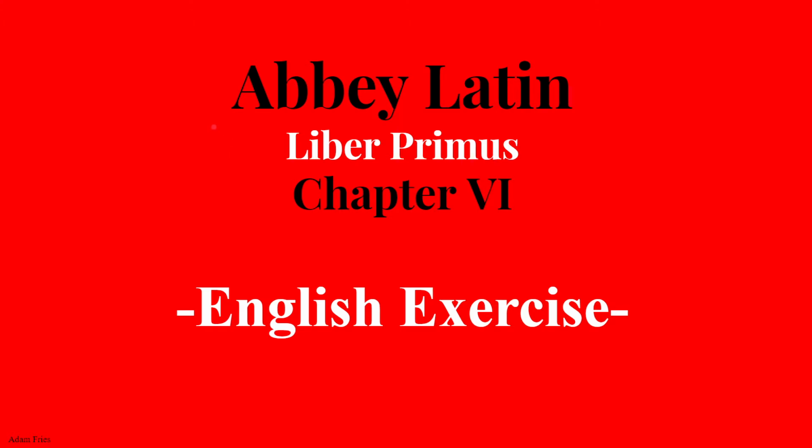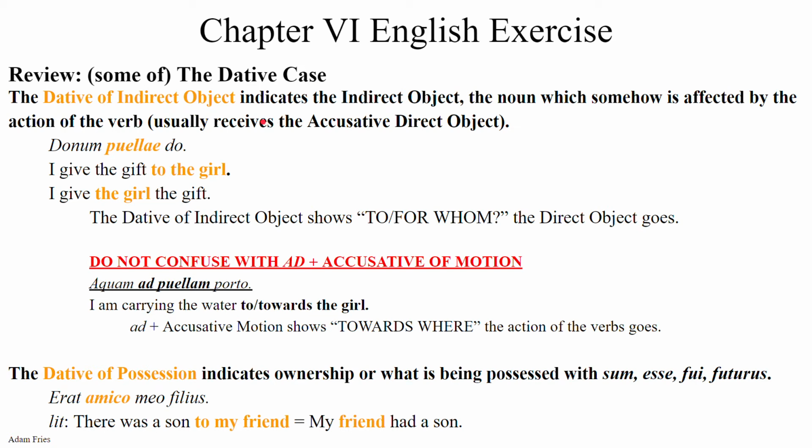This is the English exercise of Chapter 6, to be done after viewing the video on the syntax of Chapter 6, the dative case, dative of indirect object, and dative of possession. So the dative of indirect object indicates the indirect object, the noun which is somehow, and this is why the dative case is sometimes mysterious to students, affected by the action of the verb. More simply, we can just put the prepositional phrase to or for the noun as the translation for the dative.